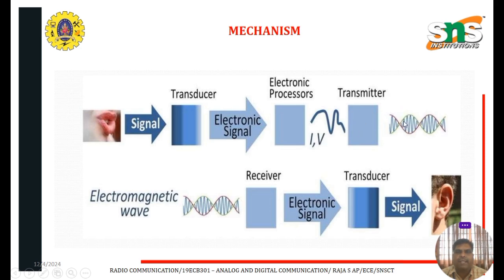So through the air medium, these electromagnetic waves travel and reach the receiver. In 99% of cases, transmitters and receivers are antennas only. Again, this electronic signal is given to a transducer for converting the electronic signal into the original audio signal. Further, it is given to the receiver for retrieving the information. So this is the general mechanism of how the analog signal is transmitted and received through an electromagnetic waveform in the air medium.